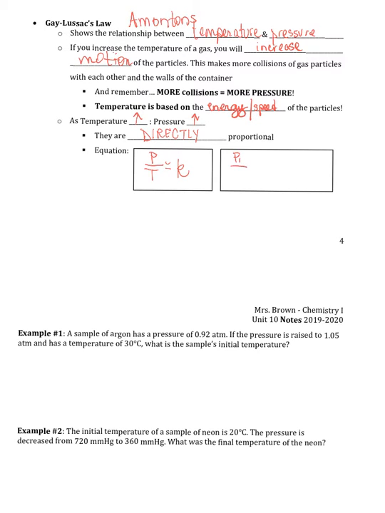And we have two conditions. We have P1 over T1 equals P2 over T2.